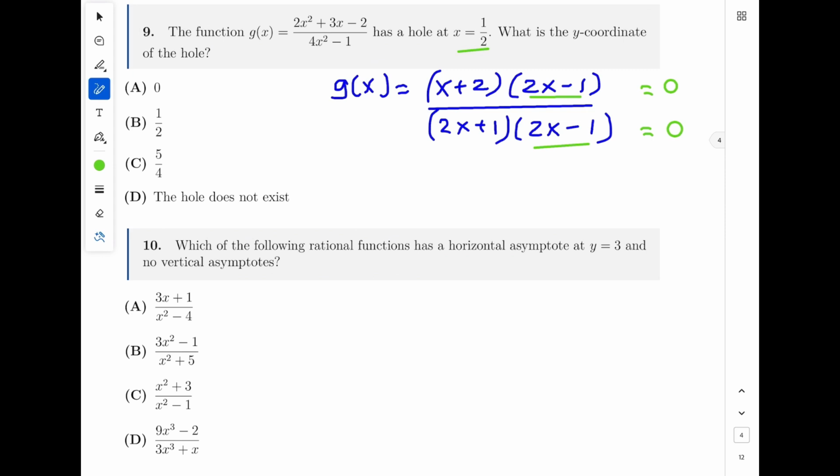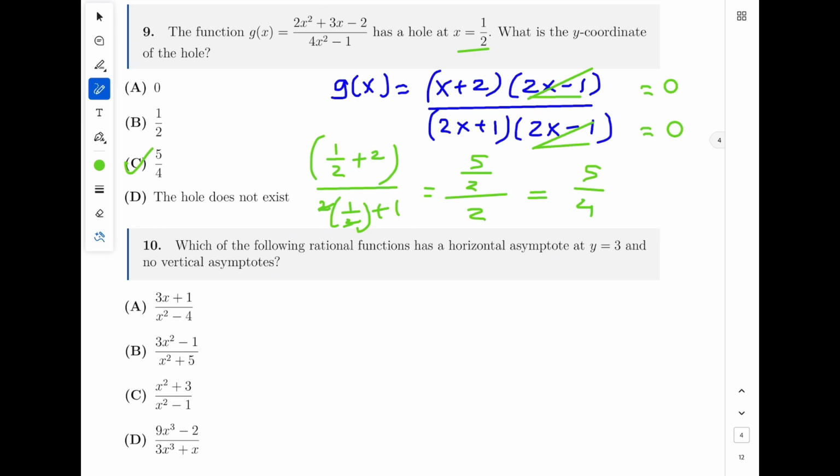In order to find the y-coordinate of the hole, you simply remove the common factor which causes the hole, and then you plug back in the value of x into the remainder of the function. So we have (1 over 2 plus 2) upon 2 times (1 over 2) plus 1. This should be 5 over 2 upon 2, which is 5 over 4, and hence your answer is option C.